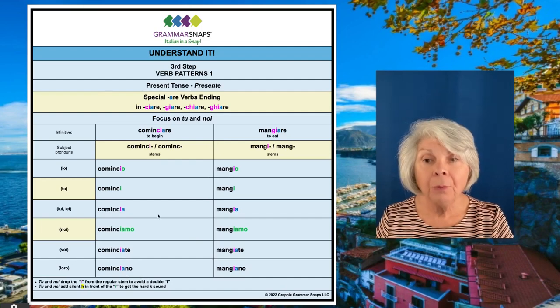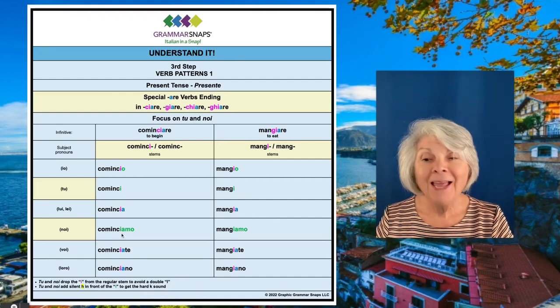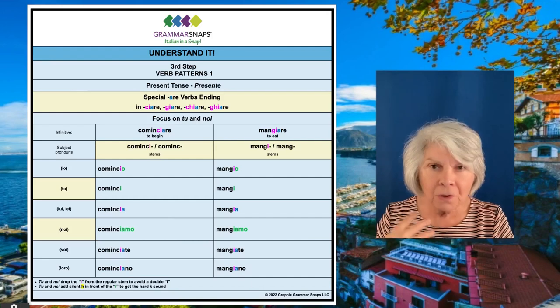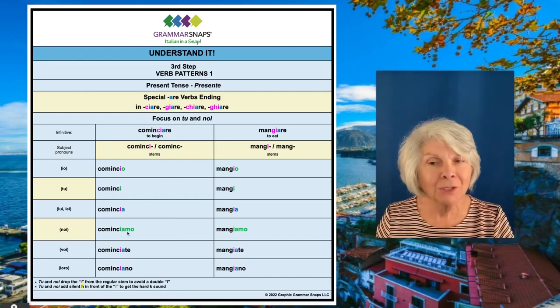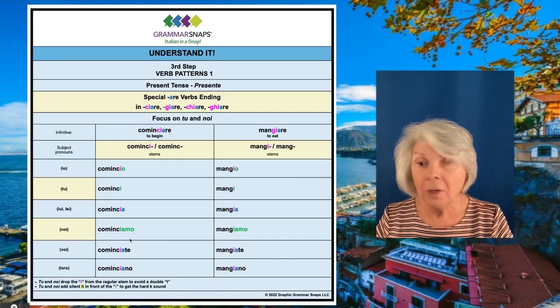Look and tell me what happened. We didn't add another I here. We didn't want to say cominciii. We didn't add another I here. We didn't want to say cominciiamo. It's not smooth. Language is also about fluidity, fluency. So we speak and try to simplify all the time. And that's how language evolves. So that's all that happened there.